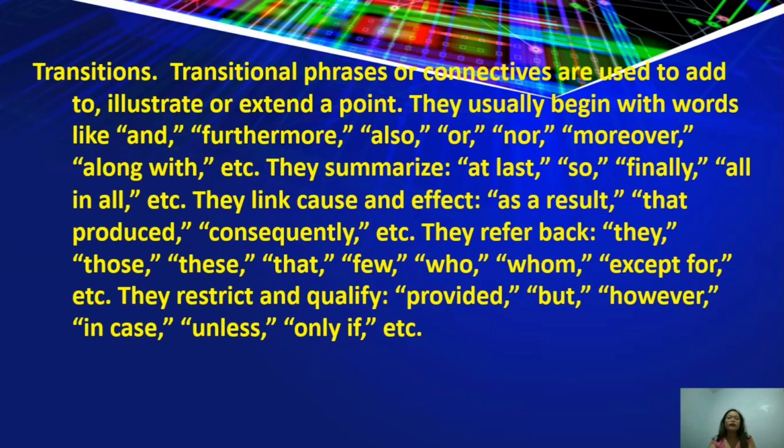They link cause and effect. So when we are trying to write a cause and effect, we should use these connectives: as a result, that produced, consequently, and etc. They refer back. When we are referring back, we should use they, those, this, that, few, who, whom, except for, and etc. They restrict and qualify.